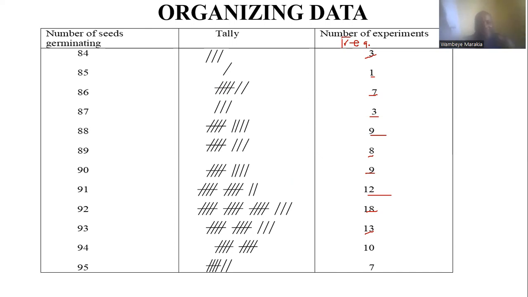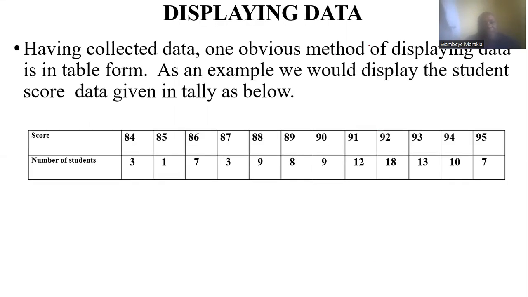So having done this, we now can represent this information on a table. Having collected data, one obvious method of displaying the data is in a table form. This table now can make meaning. When somebody looks at this table, he is able to see the trends in it, and now can use this data to manipulate and also do the analysis and come out with his way of handling this data.